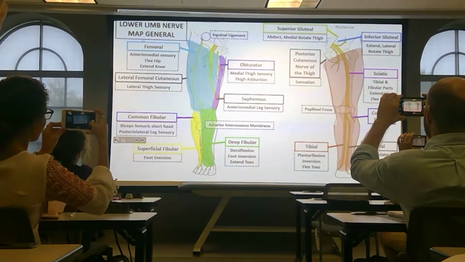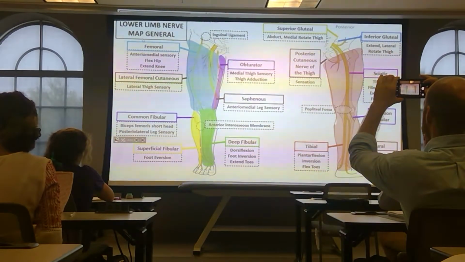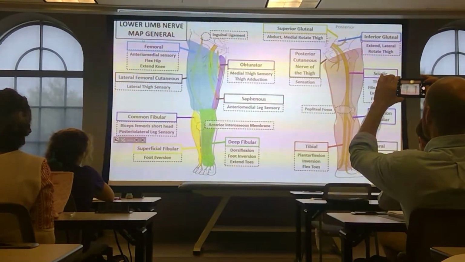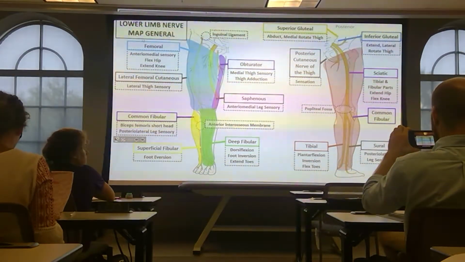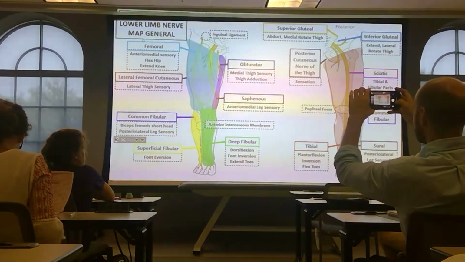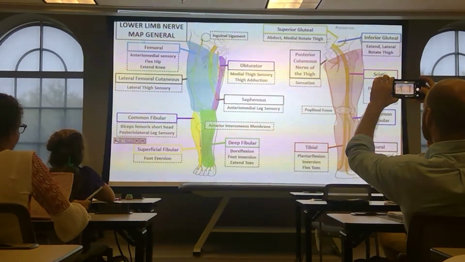Is the sural nerve like a branch of the tibial? No, because the tibial branch is off into itself. So that would be a lateral branch kind of coming off the sciatic.